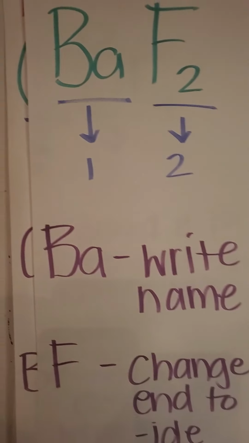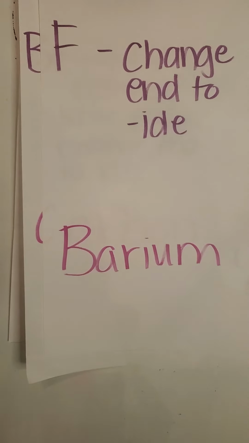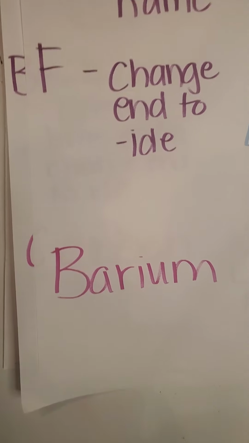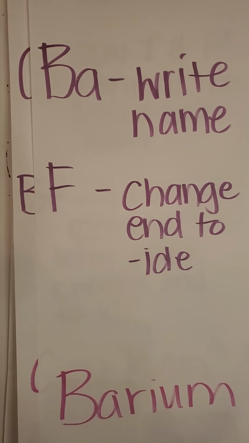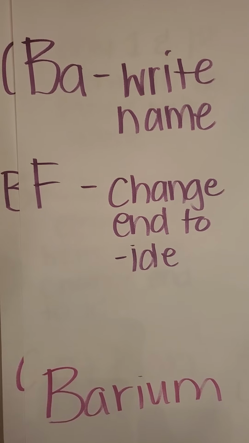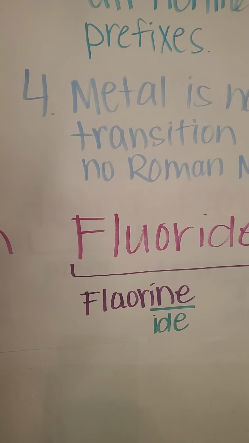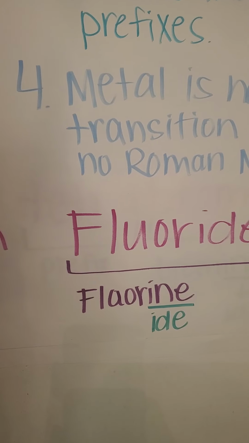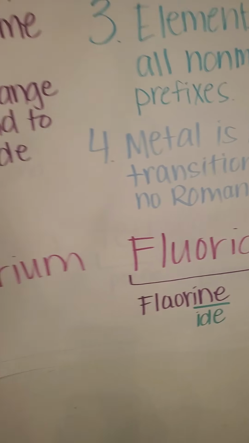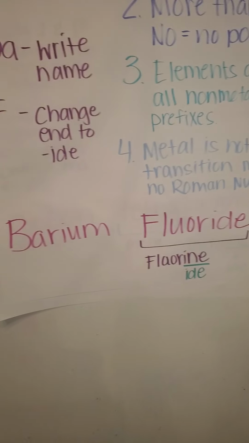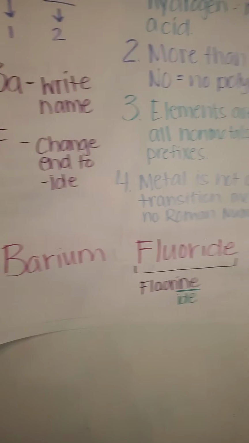So first thing we're going to do, we're going to write barium's name. So there you go. Just writing barium. Then we're going to come up to fluorine. Okay, we're going to write down fluorine, but we're going to change the INE to IDE. So take the INE off of fluorine and make it IDE, so it becomes fluoride. So the name of our whole compound, okay, is barium fluoride.